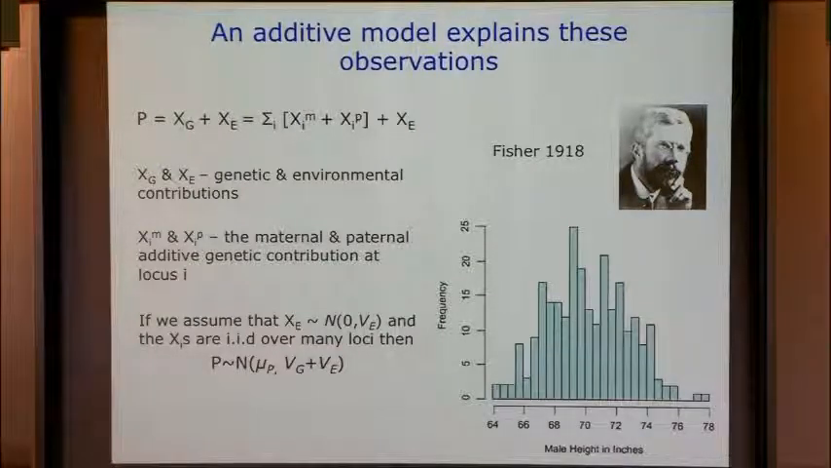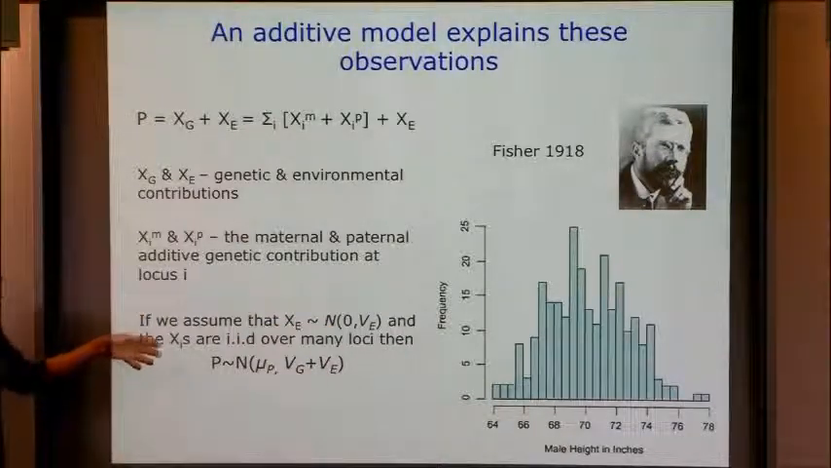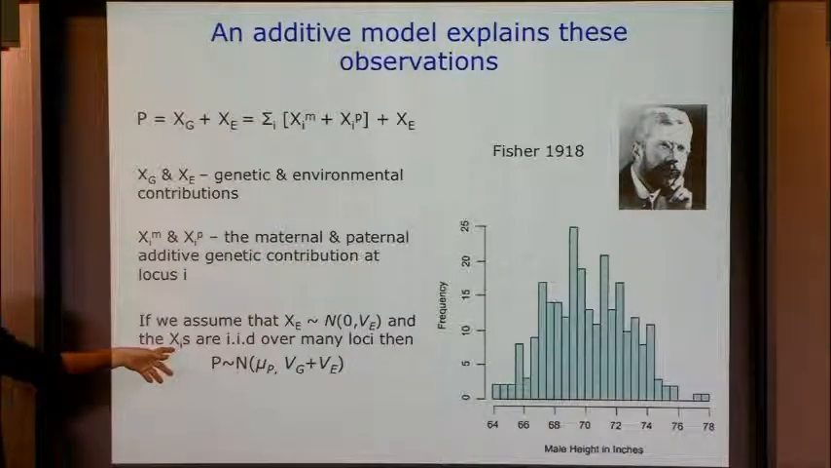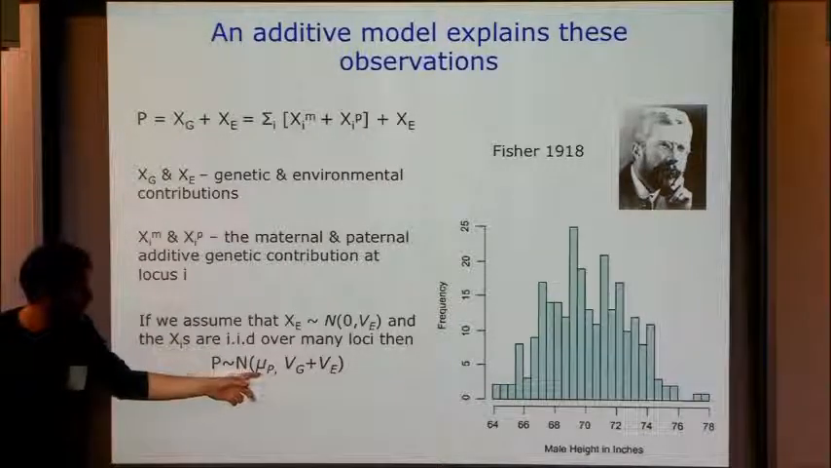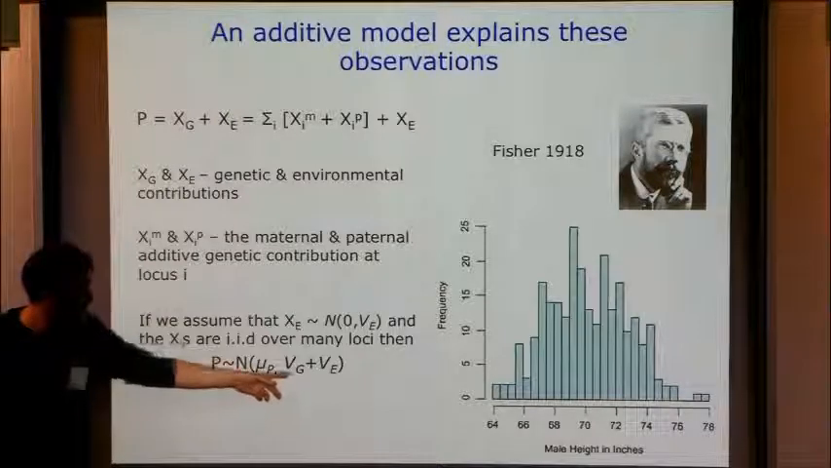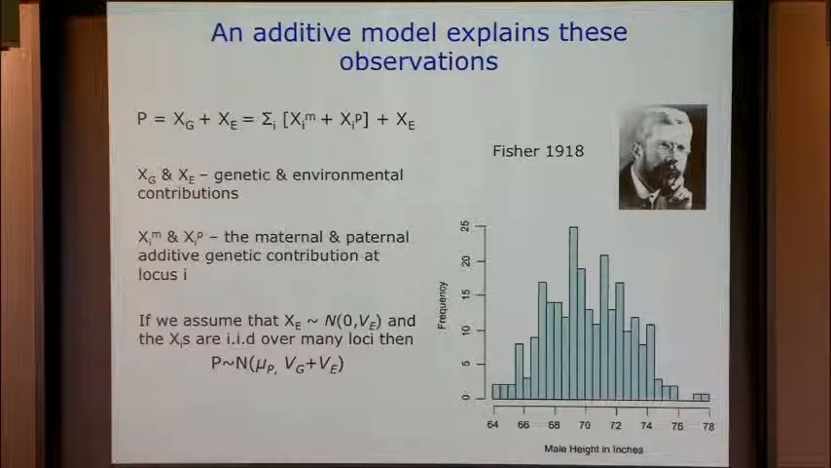you assume that the environmental contribution is normally distributed, and that the additive contributions across loci are many and IID, then you get the normal distribution of phenotypes in the population, where it's the sum of the additive genetic contribution and the environmental contribution.